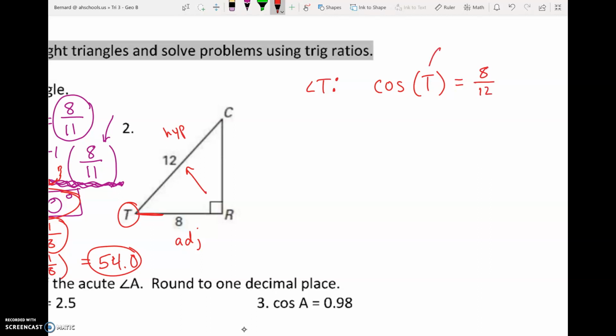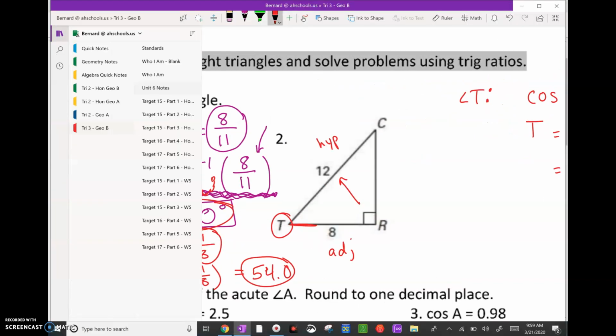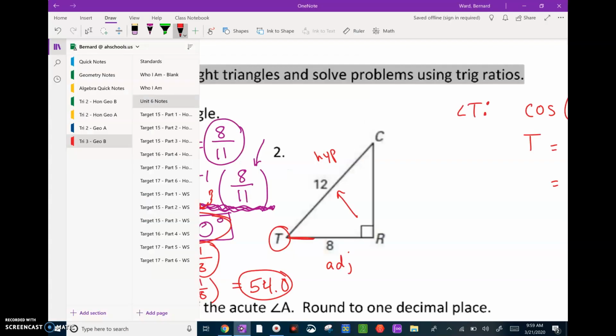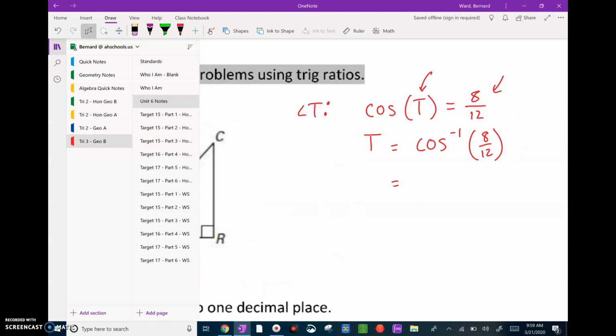Now, remember we want angle T, so we will get angle T by doing the cosine -1 of our fraction. So we want to type into our calculator cosine -1, 8 divided by 12. I'll hit inverse, you'll hit second. This time I'm picking cosine -1, 8 divided by 12. Close it, equals 48.2 when we round. And we will call that 48.2 degrees.